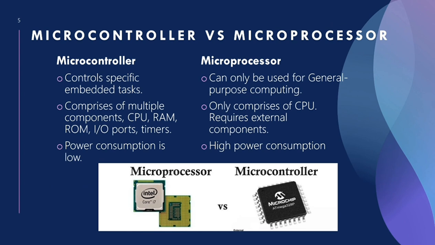A microcontroller is different from a microprocessor. A microcontroller controls specific embedded tasks, whereas a microprocessor is used for general purpose computing. A microcontroller comprises multiple components like CPU, RAM, ROM, input and output ports, and timers, and it requires low power. Whereas a microprocessor only comprises a CPU, requires external components to be connected to it, and it requires high power consumption.